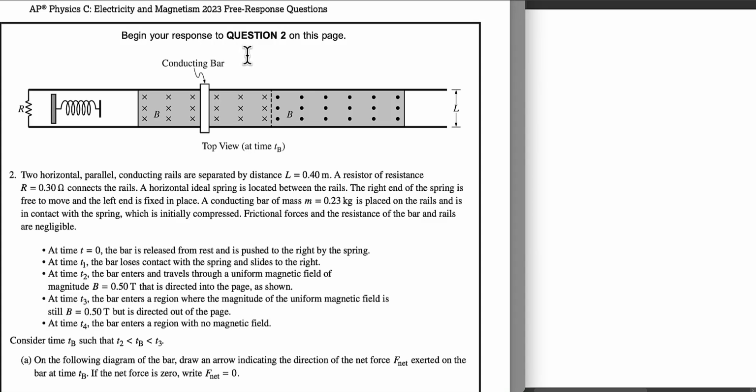All right, now let's talk about how to solve question number 2 for AP Physics C, Electricity and Magnetism, 2023 free response questions. Okay, so here's number 2.